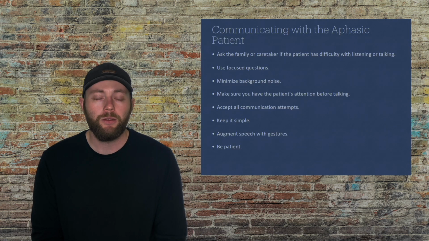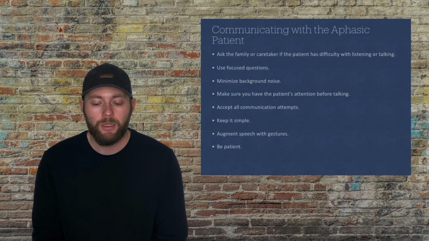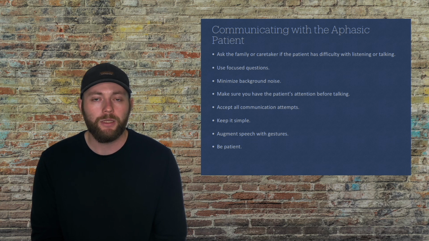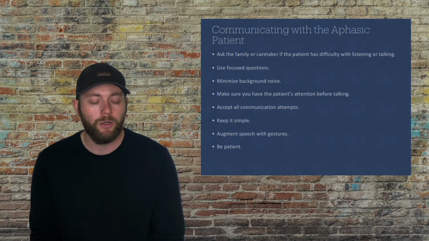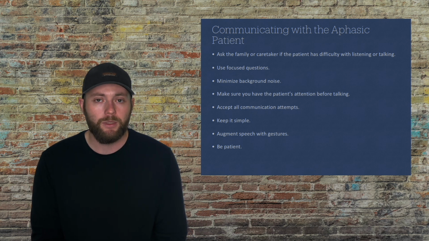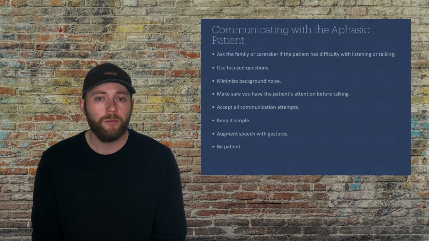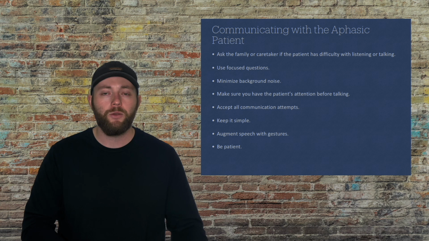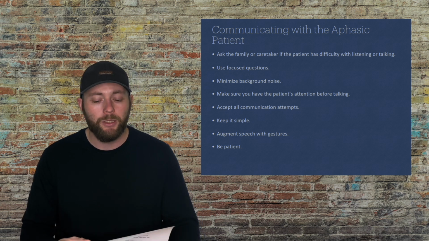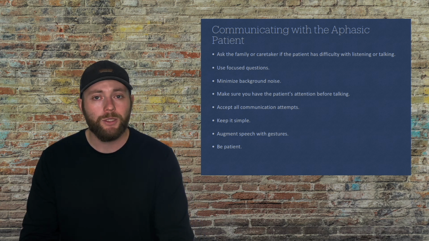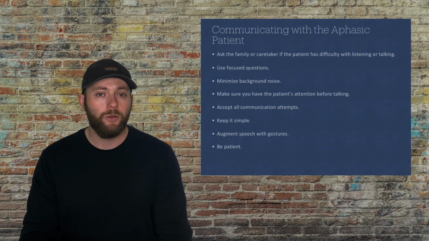When communicating with a patient who has a speech impairment, we should ask the family or caretaker if the patient has a difficulty with listening or talking. If the issue is with listening, we can show the patient what we want them to do. And if the issue is with talking, then utilizing simple yes or no questions may be most effective. When asking questions to a patient with a speech impairment, we should utilize focused questions and avoid open ended questions.